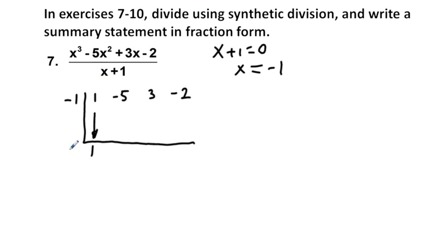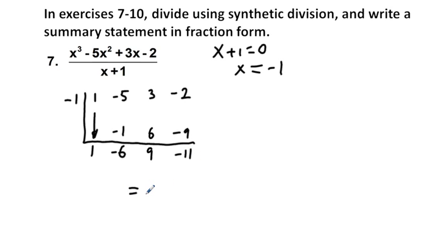Negative 1 times 1 is negative 1. Negative 5 plus negative 1 is negative 6. Negative 1 times negative 6 is 6. 3 plus 6 is 9. Negative 1 times 9 is negative 9. And then we add our remainder column here, which is negative 11.